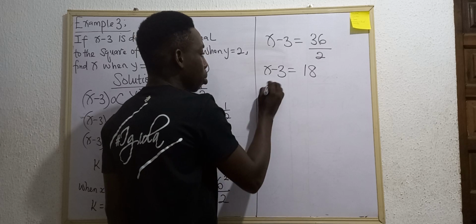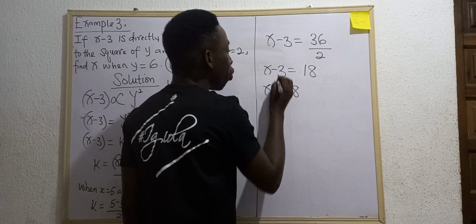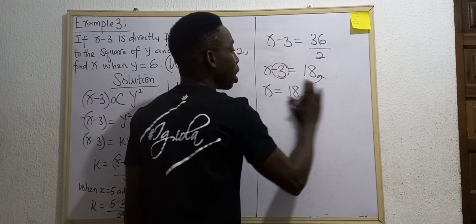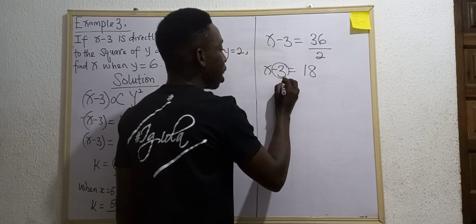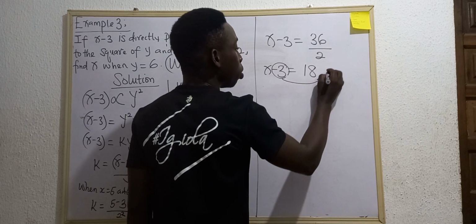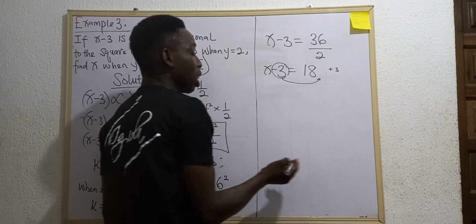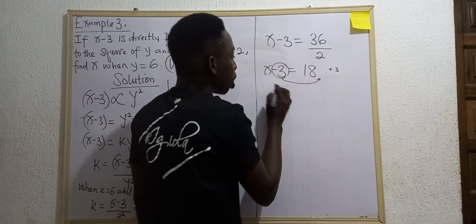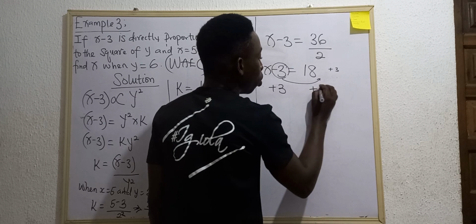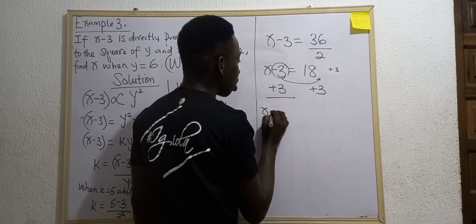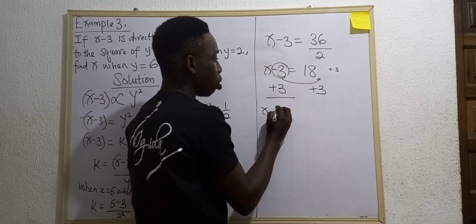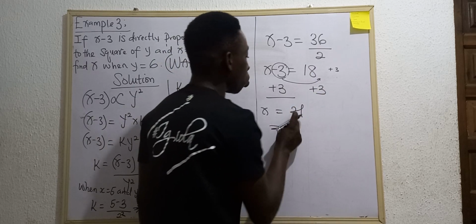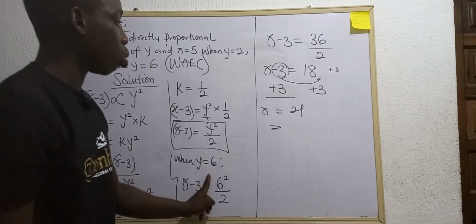Then from here we collect like terms. Don't forget that this 3 will come to this side, or you can use the balance method. Since it is minus 3, just add 3 to both sides. So here will be plus 3, plus 3. Here will give us x, because minus 3 plus 3 is 0, equals 18 plus 3, which gives us 21. So x is 21 when y equals 6.